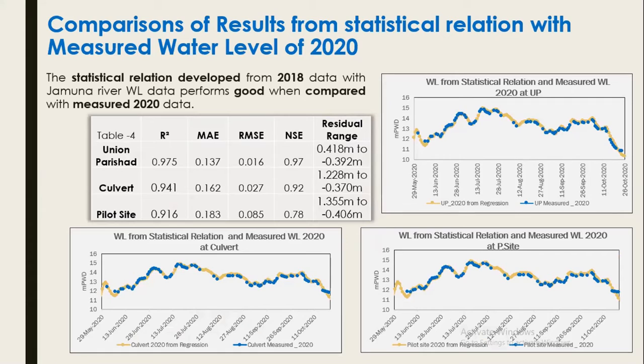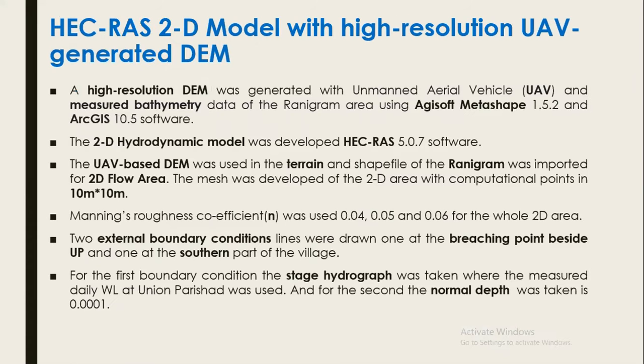Here, the statistical relation that was developed from 2018 data was used to generate water level data for the exact location in the village using the water level of the Jamuna River for 2020, and then compared with the measured water level data in the village area. Here also the R square value and NSE value show a good relation, and the mean absolute error and root mean square error show that the model is very good.